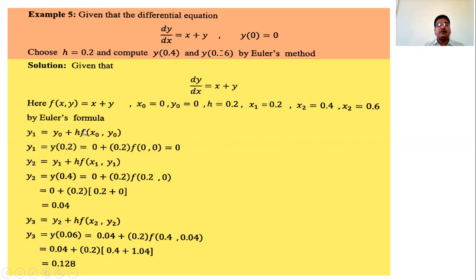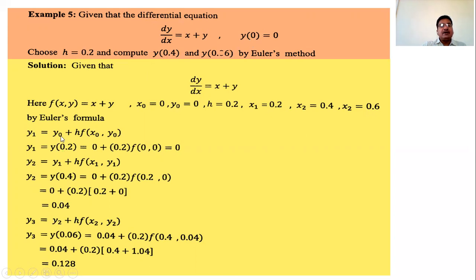y1 is equal to y0 plus h f(x0, y0). h is given, and these points 0.2, 0.4, 0.6 are x1, x2, x3. That is, first we have to find the value at 0.2 because the value at 0 is given, and we have to find the value at 0.4 by taking the value of h as 0.2. That is, we get the first value at 0.2, then at 0.4, and then at 0.6.